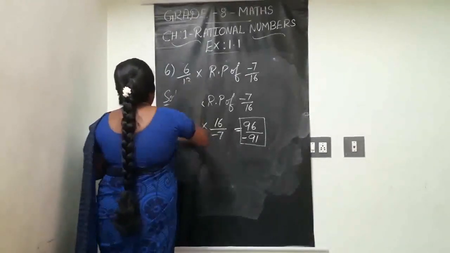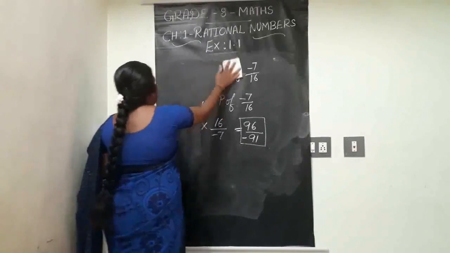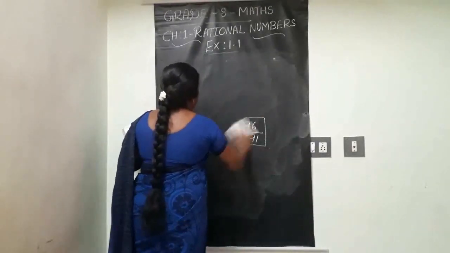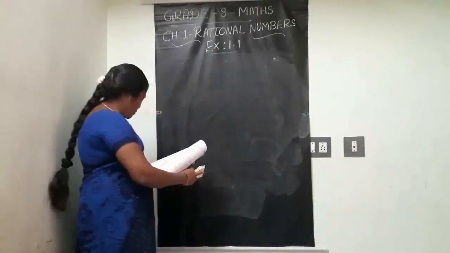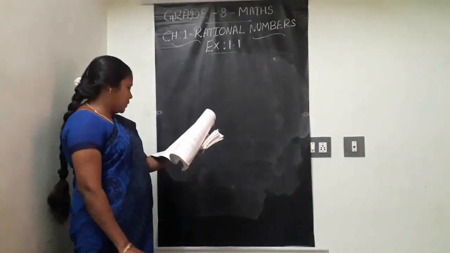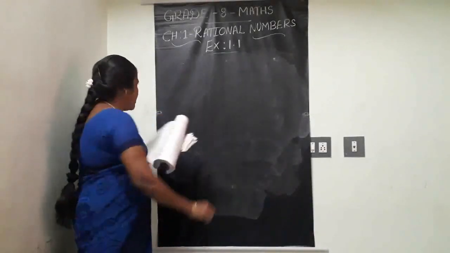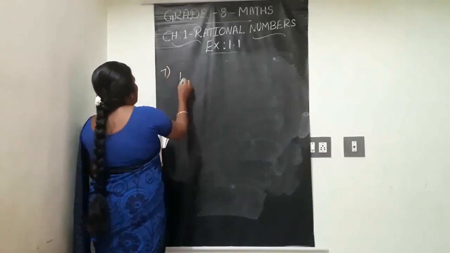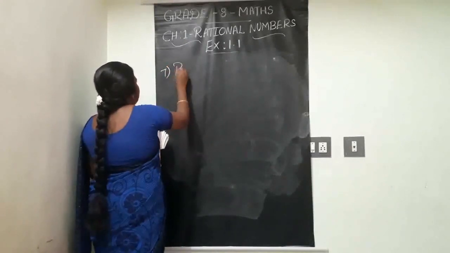In the 7th section, they are asking for the property name only. Tell what property allows you to compute the 7th question. Only the property name they are asking.